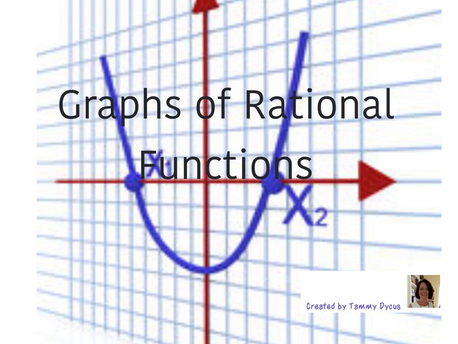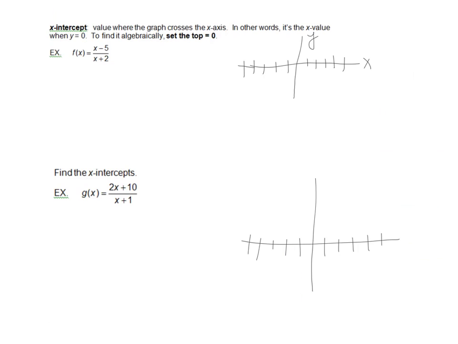Graphs of rational functions. Rational functions can be written as fractions. For this section, our rational functions will be a polynomial over a polynomial. It's pretty involved to draw the graphs for these, so we're going to take each little step separately and practice them separately, and then at the end we're going to put it all together to draw the entire graph.